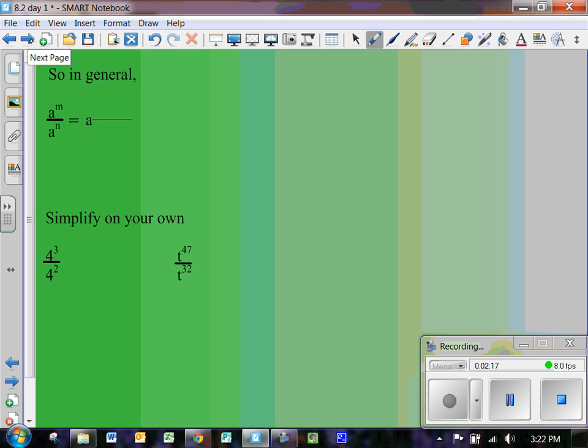So in general, this generalized term, if you have something like a to the m over a to the n, it's a to the m minus n. So the top one minus the bottom one. Take a second and pause it. Try these next two on your own. You don't have to write them out. T to the 47th would be ridiculous to write out. But pause it, take a second, try those on your own. We'll get back to it in just a second.